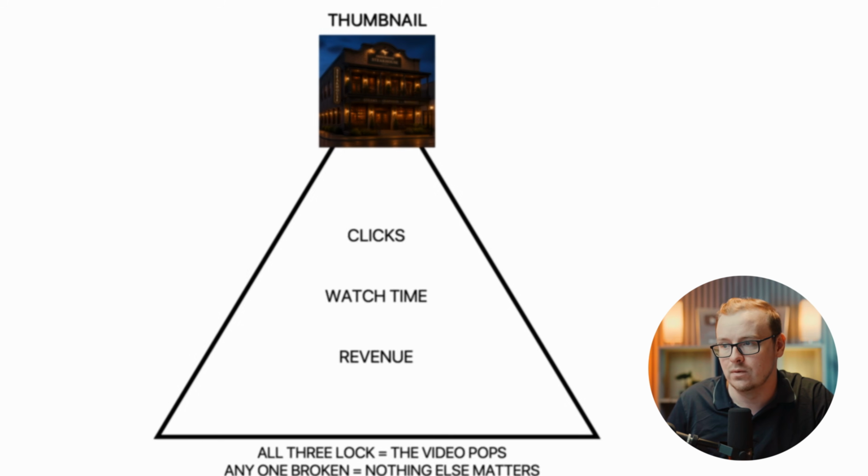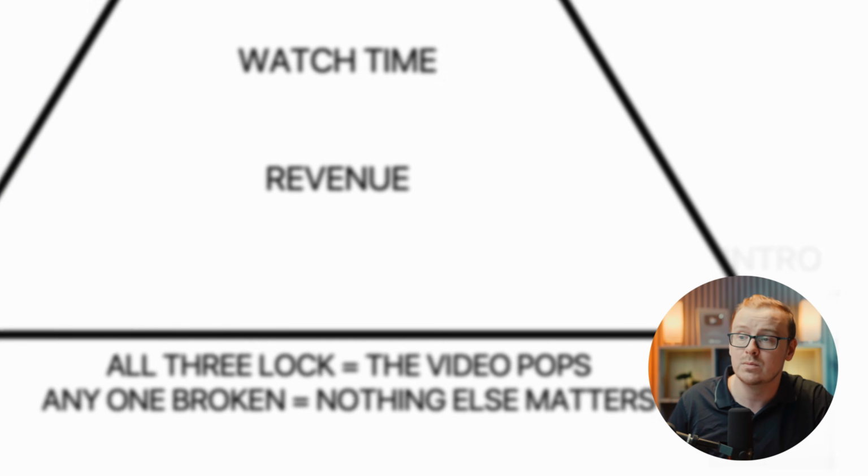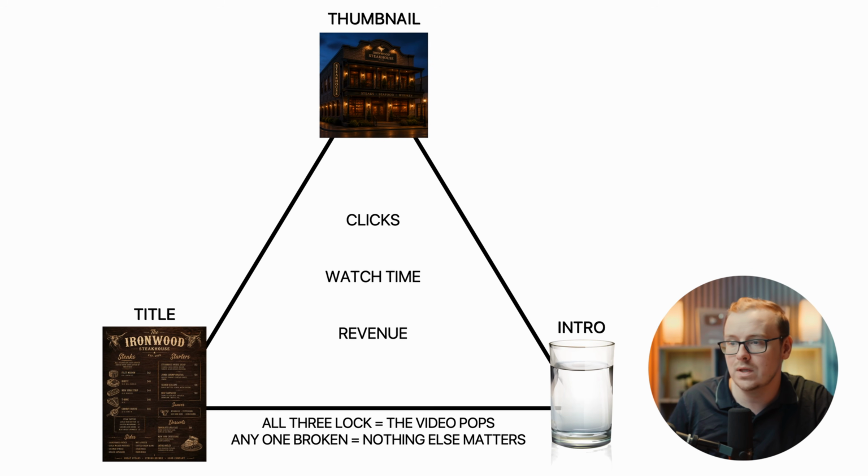So think of it like a restaurant, right? The sign on the building is the thumbnail, the menu is the title, and the first sip of water when you sit down is the intro. So you want to get all of these right. And if you do that, the customer is going to order the entire meal. Get any of them wrong, and they walk out before they ever see the food, right? If somebody comes in and nobody serves them within 10 minutes, they're probably going to walk right out.